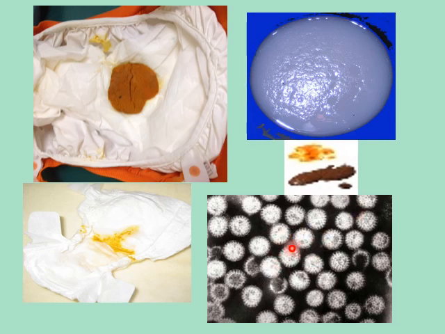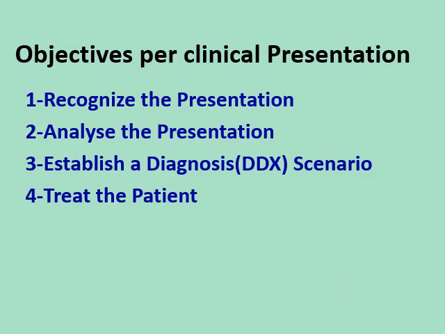This slide shows the virus which causes diarrheal disease in children, most common especially in winter months. Anybody knows? This one is called rotavirus, an RNA virus affecting the GIT and causing diarrhea. Here, when you check the case scenario, you recognize the presentation and analyze it.